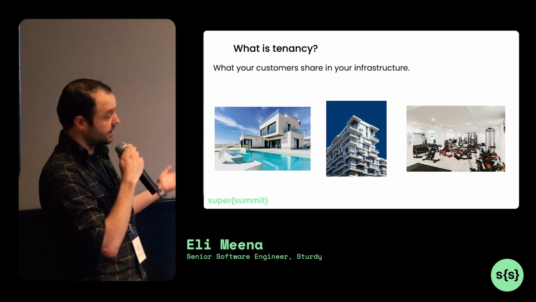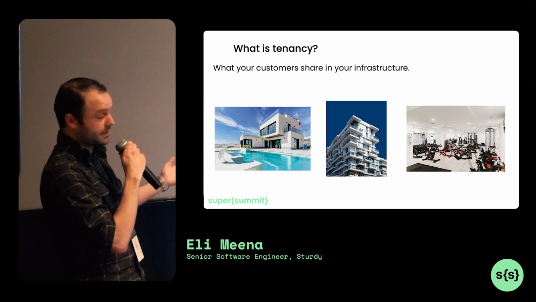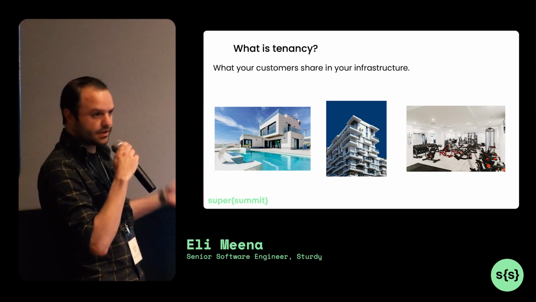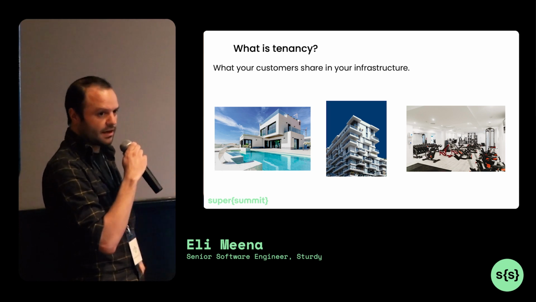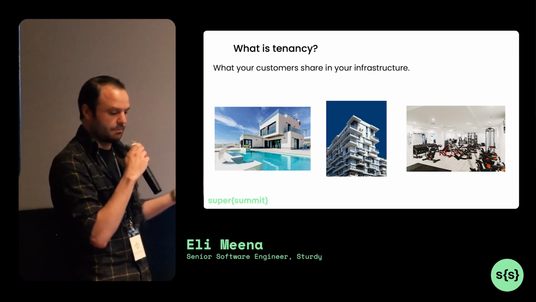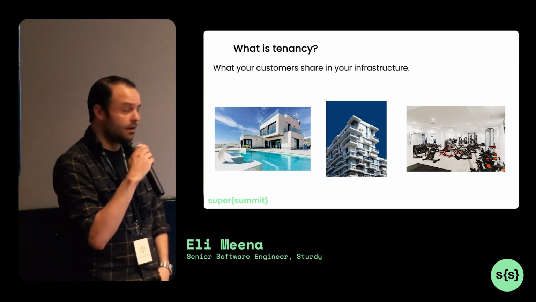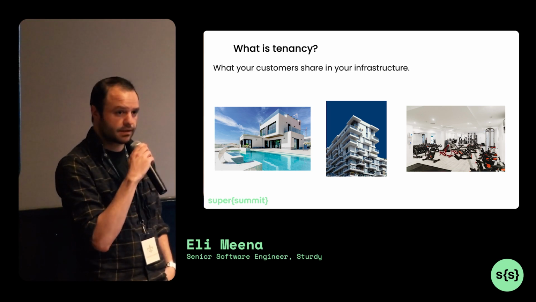And in this example, it's just a house. The pool is theirs, the walls are theirs, the garage, the electricity, that's all theirs. It's all built for them. All the infrastructure is completely dedicated to them. In the middle, we have more of a mixed kind of tenancy.